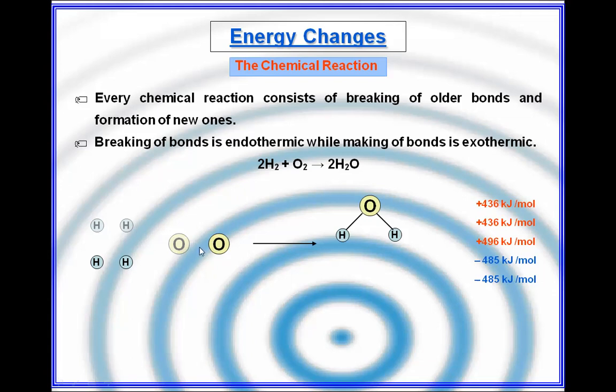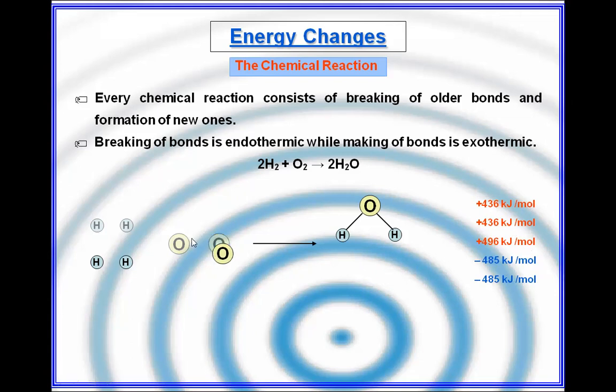Similarly, an oxygen molecule can be broken down by absorbing 496 kilojoules per mole of energy. This is the evidence. This is the specific data. So during the calculation of bond making and bond breaking, these energy values should be given.